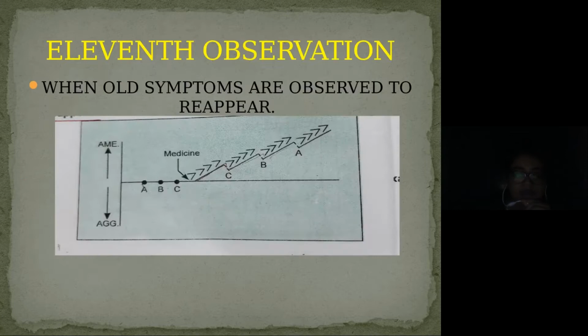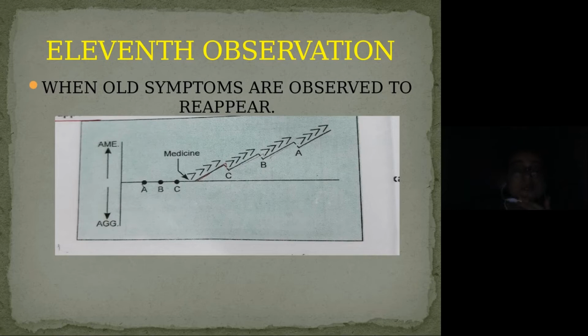So now comes the 11th observation: when old symptoms which were already present before are observed to reappear. The patient will say that I was having these symptoms for 4 or 3 or 6 months, and again these are appearing after taking that medicine. So those are the old symptoms which are observed to reappear. So what is the interpretation?